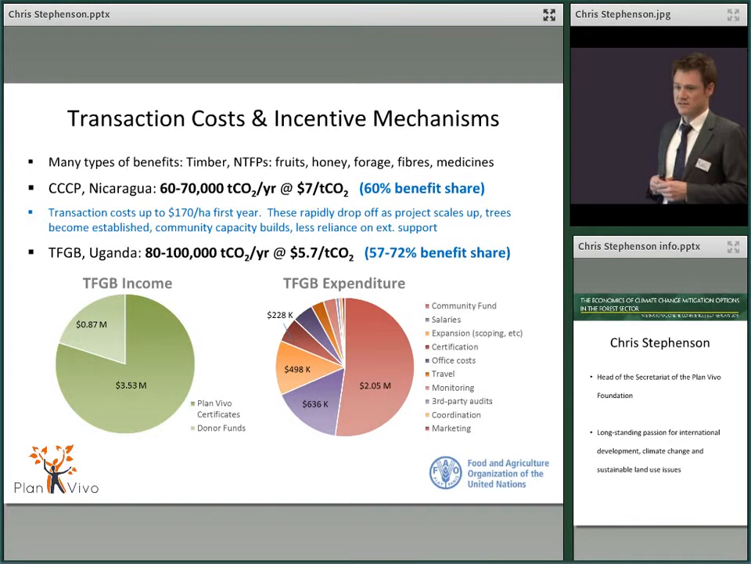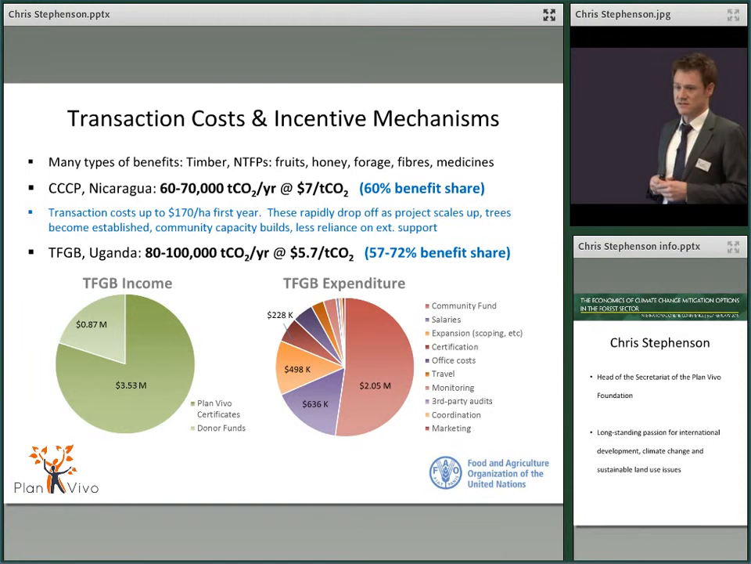We did some work recently around trying to estimate the transaction costs in the first year, where obviously administration, HR, monitoring, training, recruitment requirements are much higher, and the figure of $170 per hectare was coming out of that research. But these costs would rapidly drop off as a project scales up, and there's much more work in the first couple of years of one of these projects.